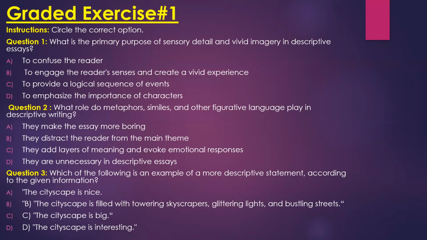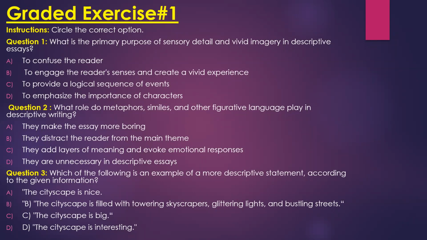The first question says, what is the primary purpose of sensory details and vivid imagery in the descriptive essay? Is it A, to confuse the reader, B, to engage the reader's senses and create a vivid experience, C, to provide a logical sequence of events, or D, to emphasize the importance of characters? Number two, what role do metaphors, similes, and other figurative language play in descriptive writing? Is it A, they make the essay more boring, B, they distract the reader from the main theme, C, they add layers of meaning and invoke emotional responses, or D, they are unnecessary in descriptive essays?